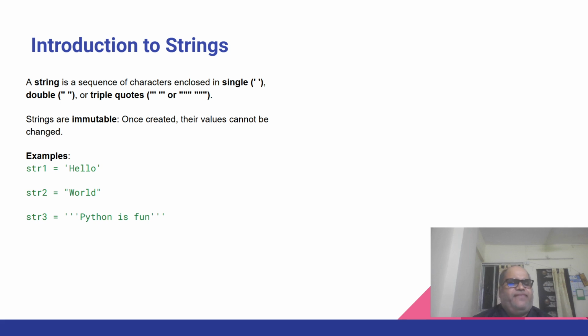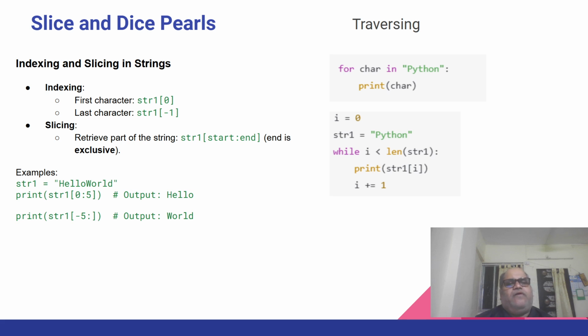So as you can see, if you want to declare hello world, string 1 is under single quote, string 2 is under double quote, and string 3 is under triple quote. You can play around with built-in string functionality. Primarily, you can index and slice strings by specifying an integer offset.